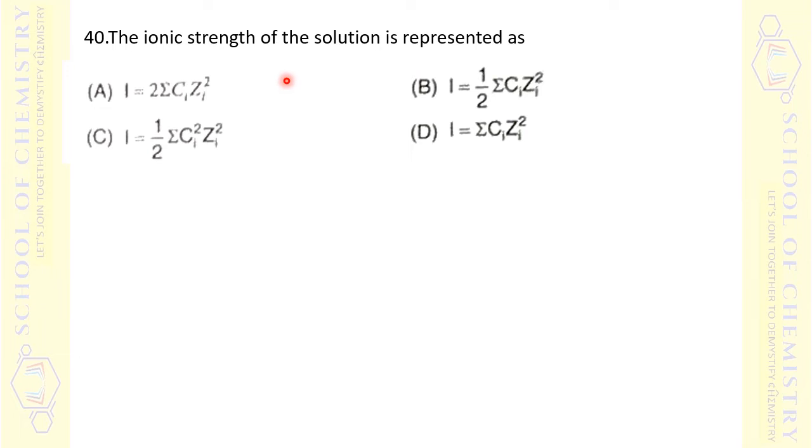Next question, again straight away an equation has been asked, the equation to find out the ionic strength of the solution. Again, these all are factual questions. If you know these equations properly, then you can straight away answer this kind of question. So the answer for this is option B, right? It is I is equal to half summation Ci Zi square. If you are not well versed with the equation, you can be confused with the other options, but actually it is half summation Ci Zi square.